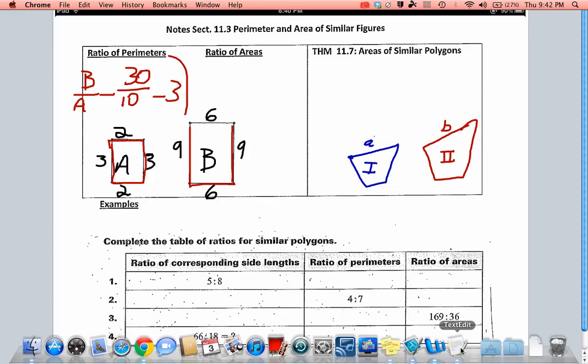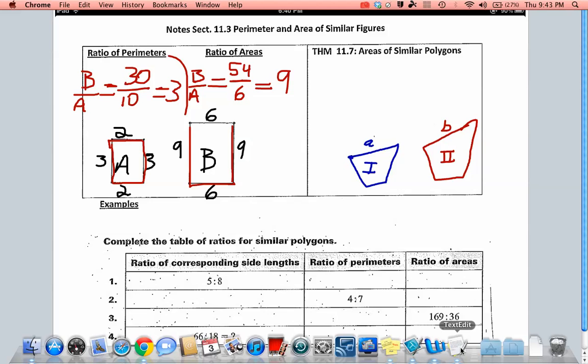Now let's look at what happens to the ratio of the areas. Here I want to take the ratio of the areas of B to A. So this is B over A. Okay, and the ratio of the areas, well, the area of B is going to be 6 times 9, which is 54. And the area of A is going to be 2 times 3, which is 6. If we reduce that, that gives me 9.